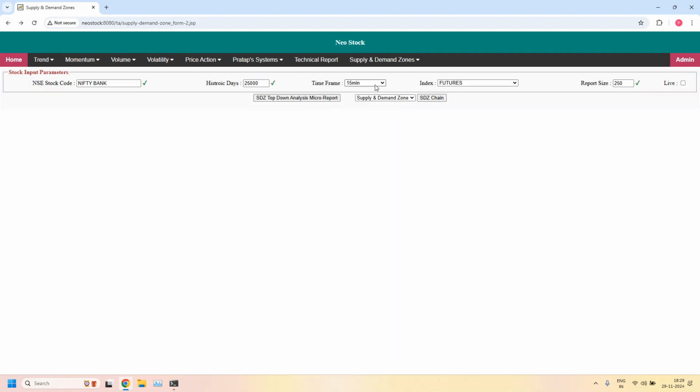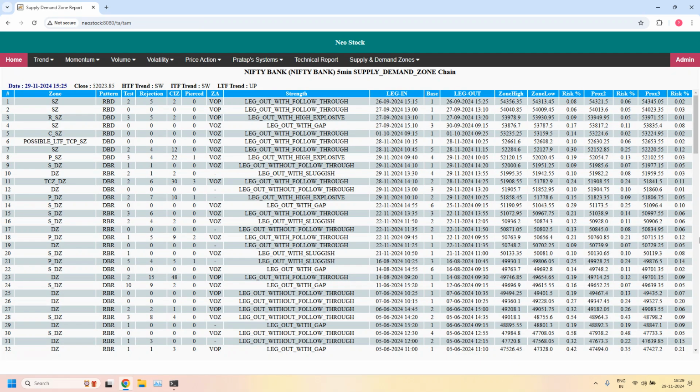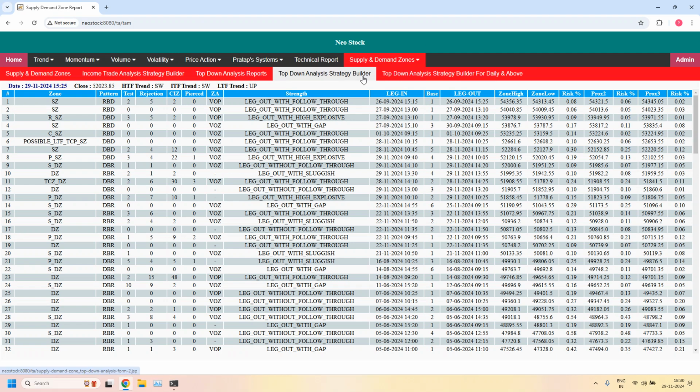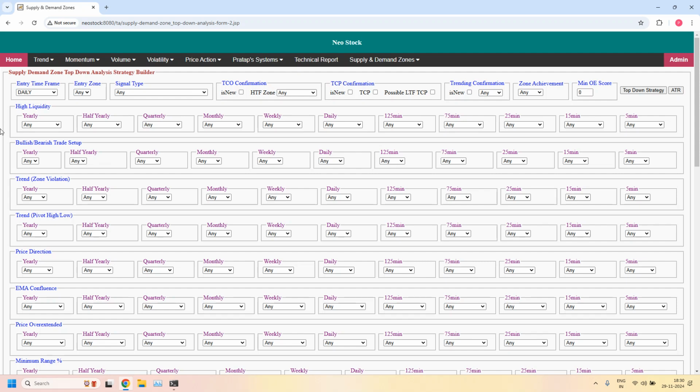Okay, next is the 5-minute supply demand zone chain for BANKNIFTY. So it's about the BANKNIFTY supply demand zone chain. We have completed both NIFTY and BANKNIFTY. And the next set of reports are about bullish and bearish trade setups.